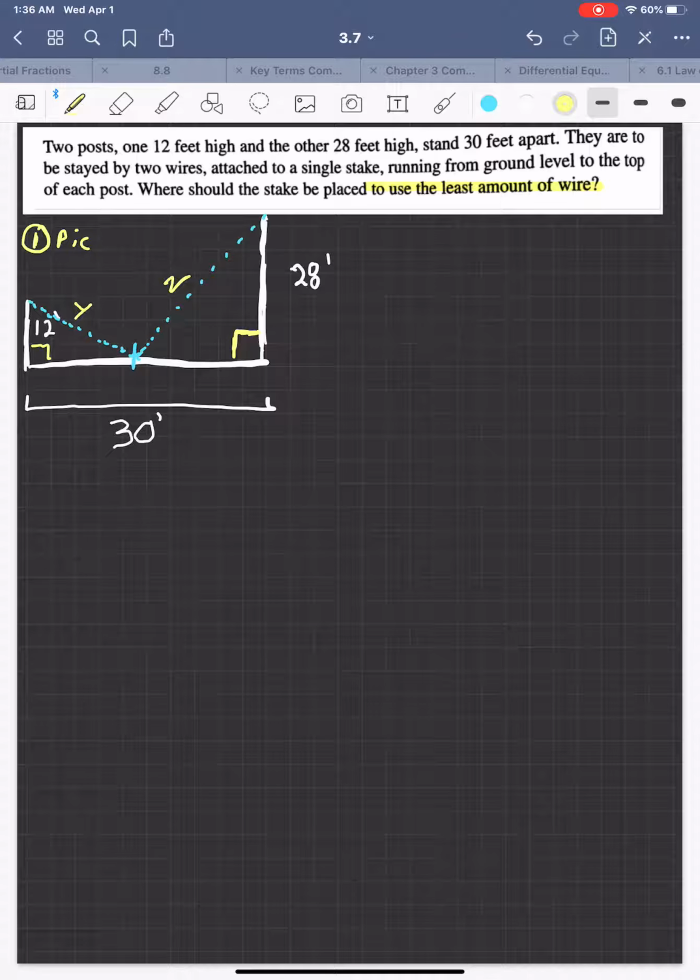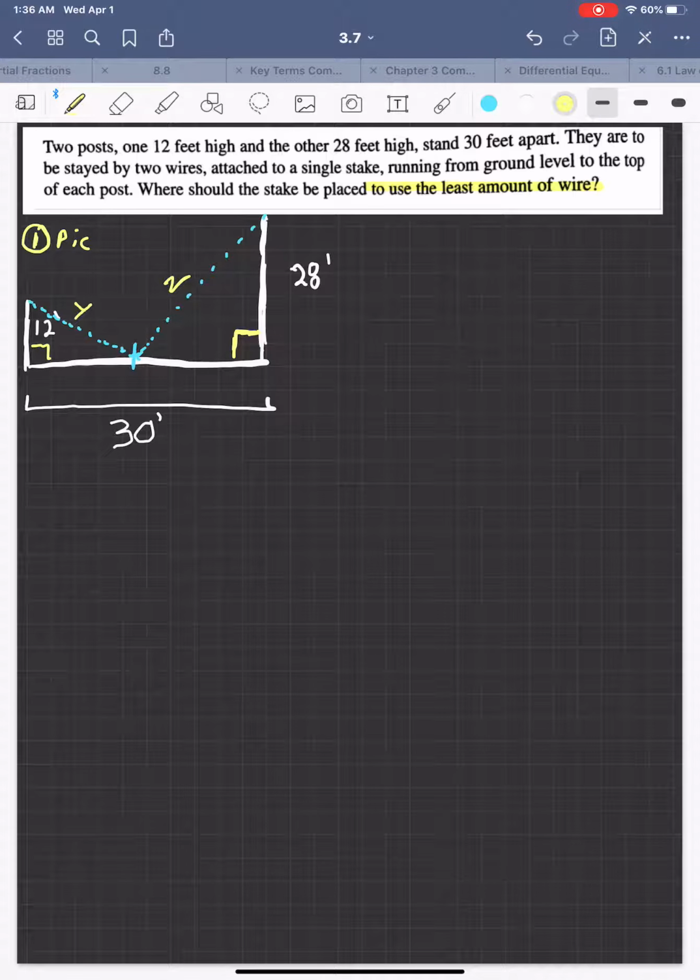Okay? Now, whatever we do with this problem, I just want y plus z to be the smallest possible number, because that would mean the least amount of material is used for this construction. So let's now go a little bit further and start to think about the bases of the triangles, right?